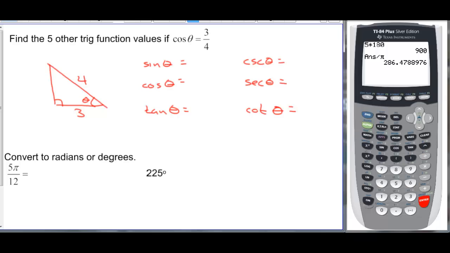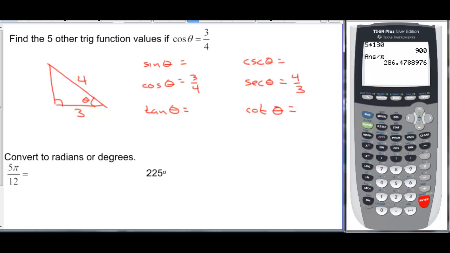Sine and cosecant, again, they go together. You would think it would be cosine and cosecant. That would make sense to me, but you got to remember that it's backwards, in my opinion. So sine and cosecant are reciprocals. We've been given cosine, that's 3/4. Secant is 4/3. That one's the easy one.